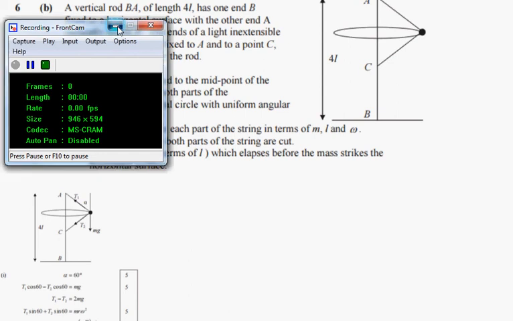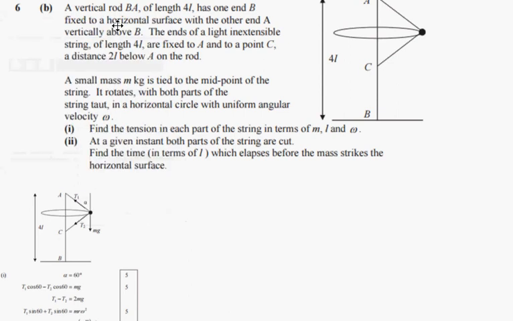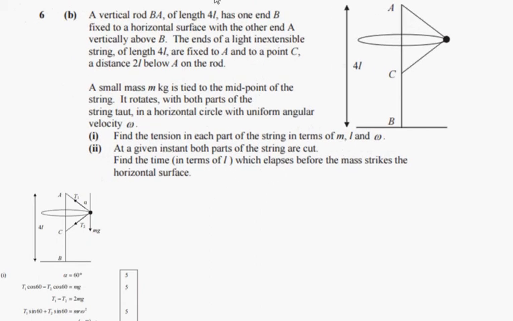We've already done motion in a vertical circle. In a motion in a vertical circle, you're talking about the conservation of momentum and the centripetal acceleration. This question is about motion in a horizontal circle, so we just have to find out some key information about this, okay? Vertical rod, BA.